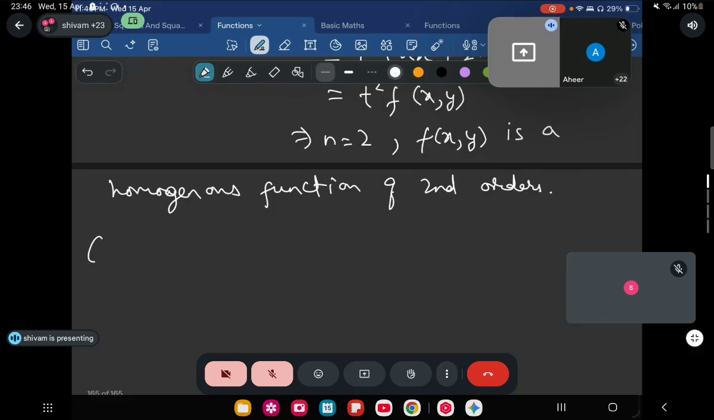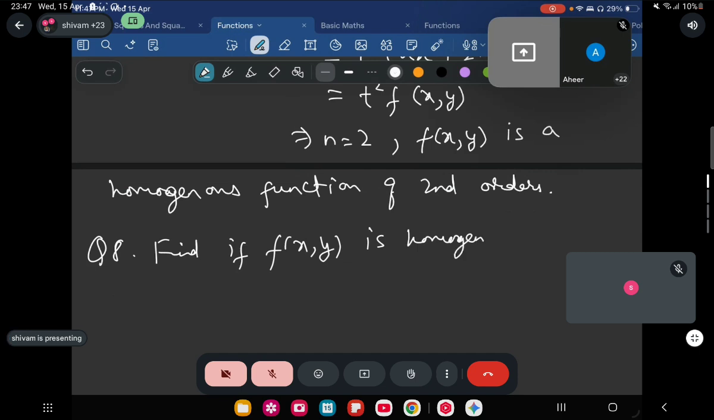Okay, question number 8. Find if f of x comma y is homogeneous or not. Also write the order if homogeneous.